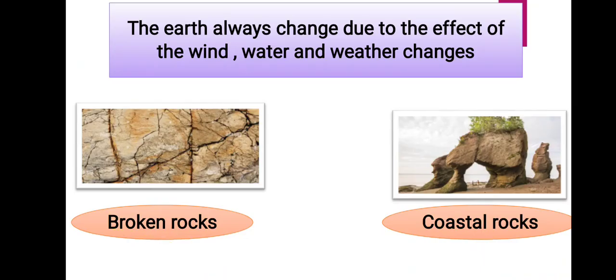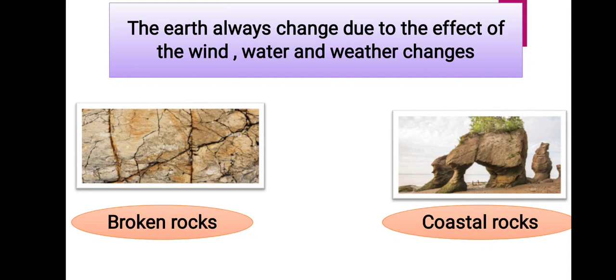At first, look at this picture. Who can tell me what happened to this rock? This rock is broken down. Why? Because of the wind. If there is a strong wind, the wind can break down the rock into very small pieces, and the wind can also move the small pieces of the rock from one place to another. So this rock is broken down because of the wind.